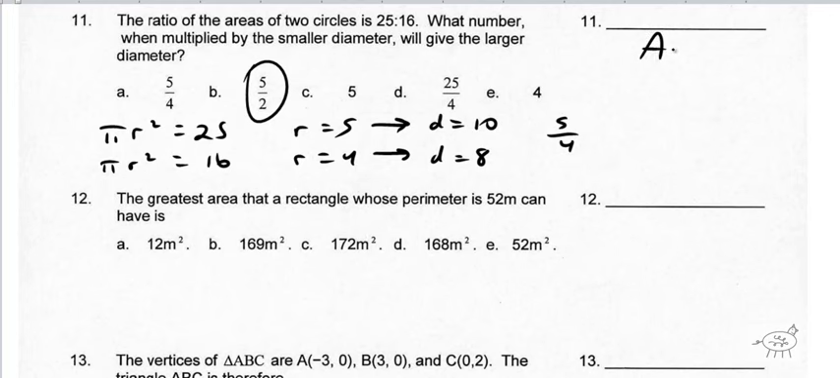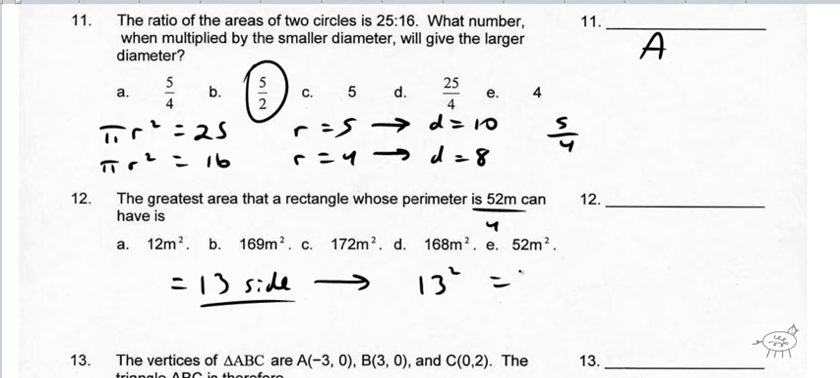Number 12, the greatest area that a rectangle whose perimeter is 52 meters can have. Well, the greatest area of a rectangle is a square. So basically, if that's my perimeter, that means I divide that by 4, and I get 13. That's a side. And to get an area is 13 squared, which is 169, which is B.